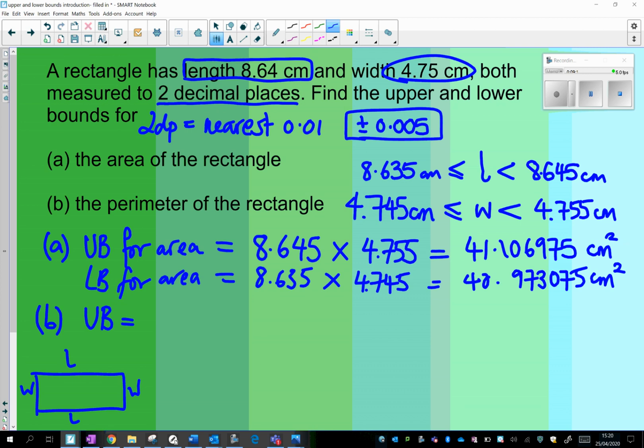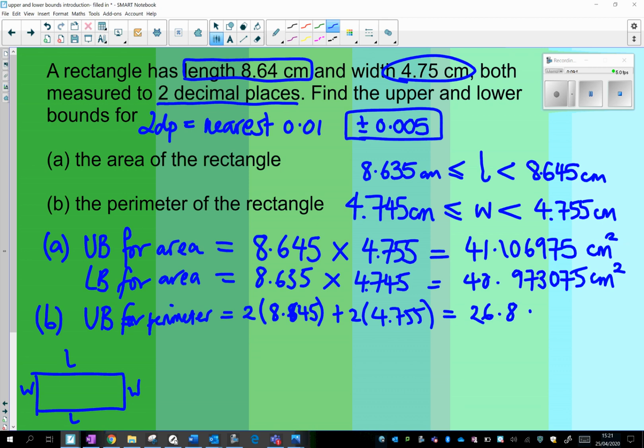Okay, so to find the maximum, so upper bound, sorry, for perimeter, we are going to do 2 lots of the biggest length, so that's 2 lots of 8.645, add 2 lots of the biggest width, which is 4.755. If you work that out on the calculator, it comes out as 26.8 centimeters.